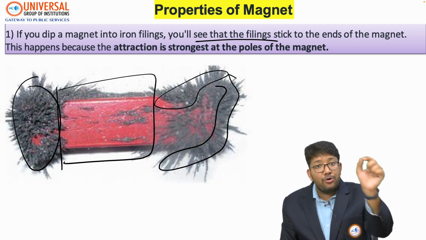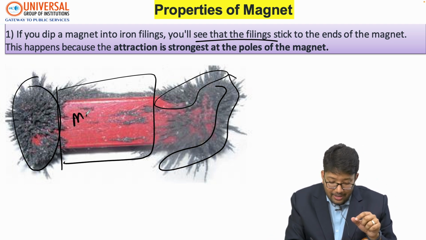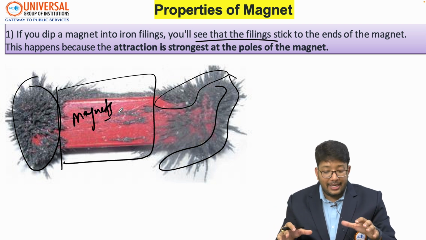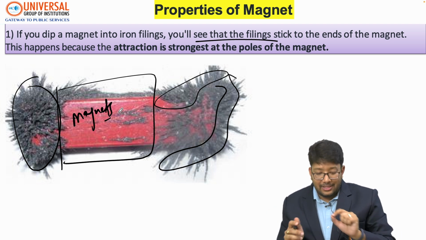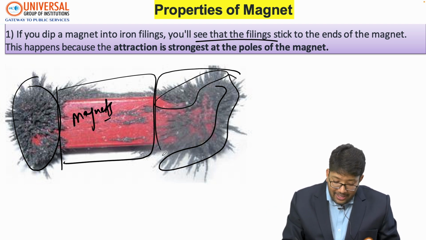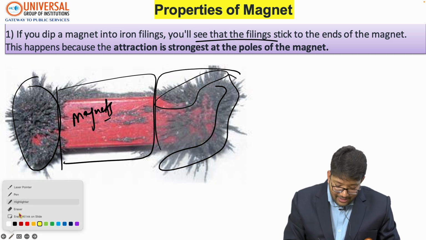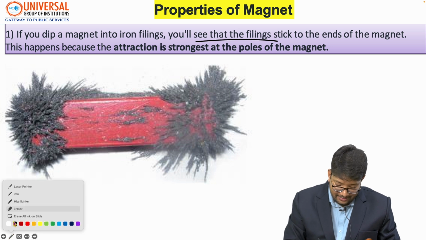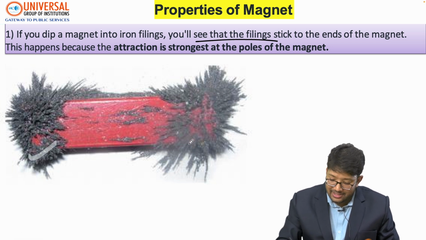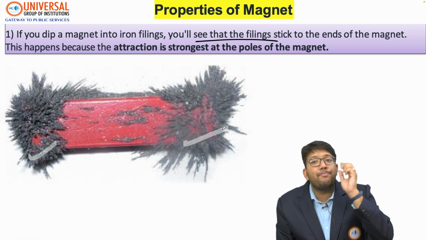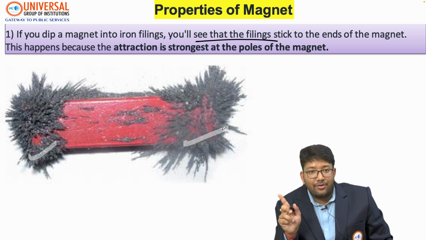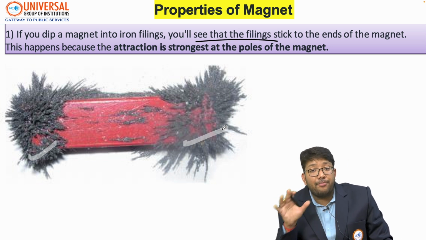So when you are putting this particular magnet into a bowl of iron filings, notice one thing. Some of the iron filings are sticking to the left, and some of them are sticking to the right. Okay, some are left, some are right. Why? Because of the poles. So the second property of a magnet is the poles itself.